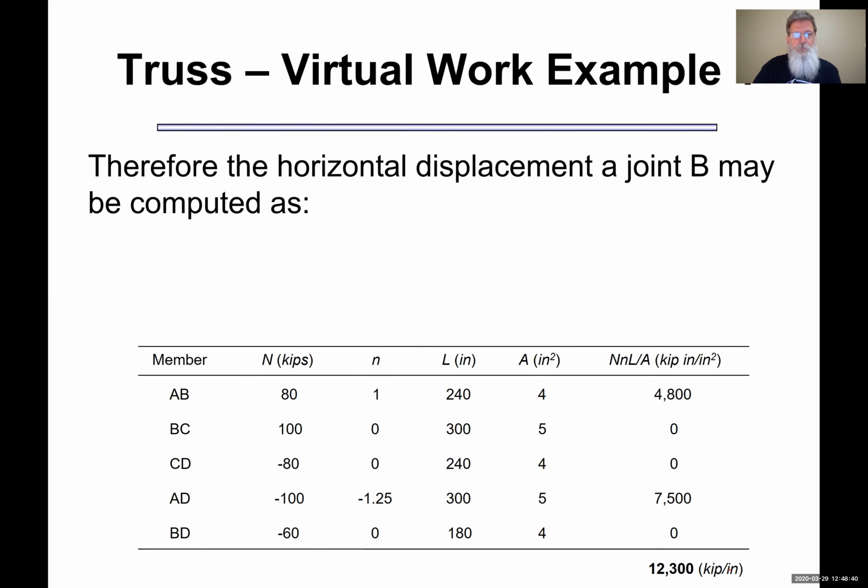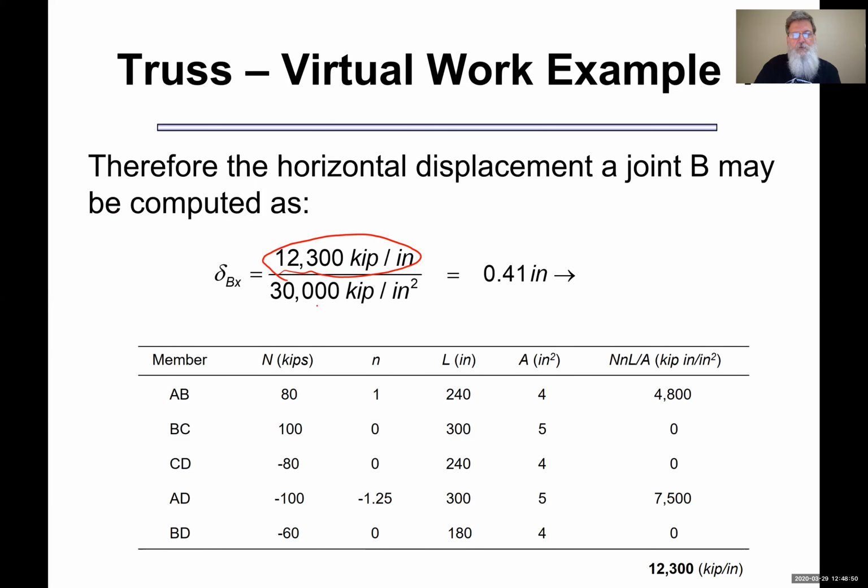So there's my table. So let's go ahead and do that. So there's the numerator that I just computed. And I'm coming back and dividing it once by E. And you can see I get a pretty small number, in this case, 0.41 inches. And since I got a positive value, the fact that I chose my unit load to the right is confirmed. So there's my displacement for the truss, the horizontal displacement at B.